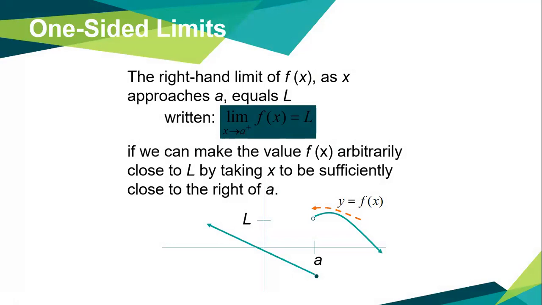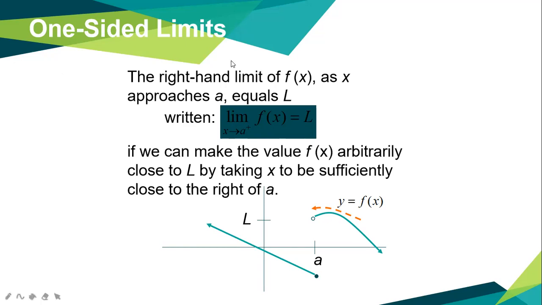So, you can distinguish the two if we observe the exponent, or the sign, at the upper right of this value a. If it is a positive sign, it is the right-hand limit. And if it is a negative sign, it is the left-hand limit.